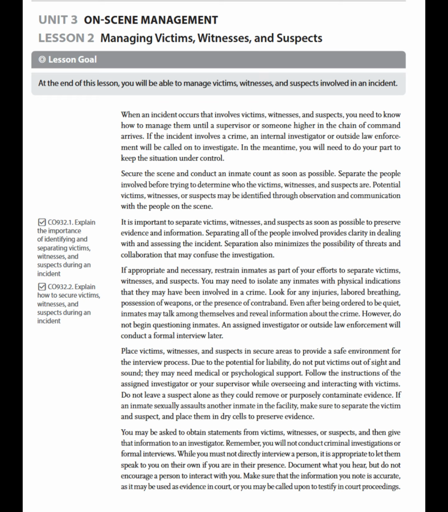If an inmate sexually assaults another inmate in the facility, make sure to separate the victim and suspect and place them in dry cells to preserve evidence. You may be asked to obtain statements from victims, witnesses, or suspects, and then give that information to an investigator.